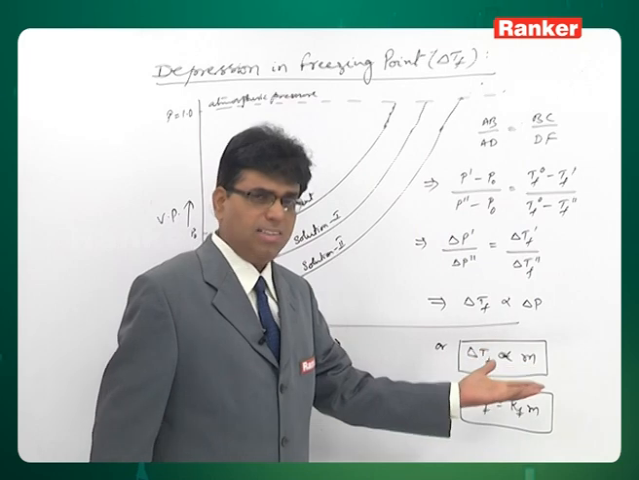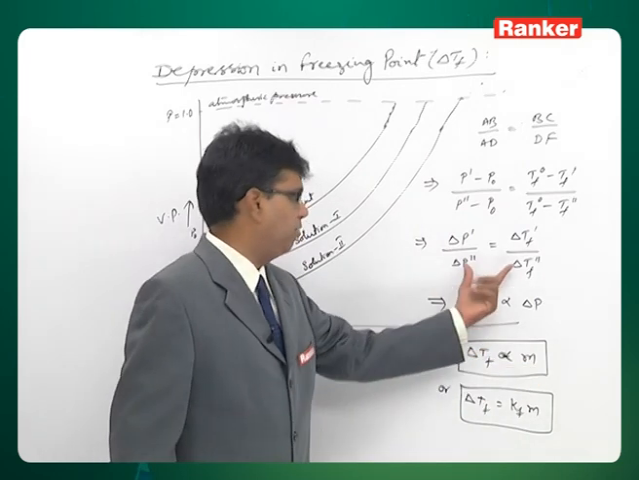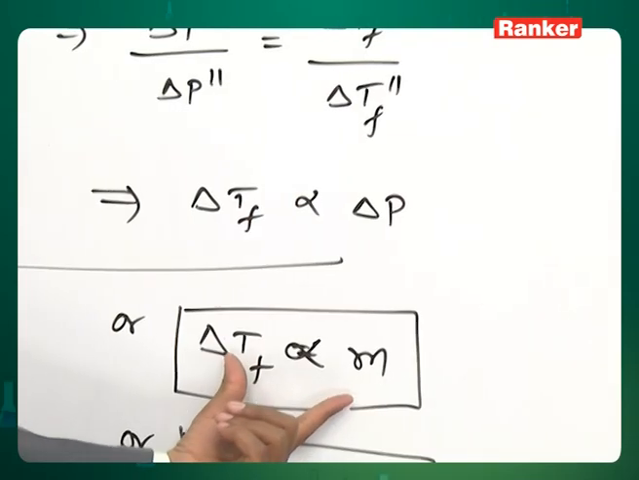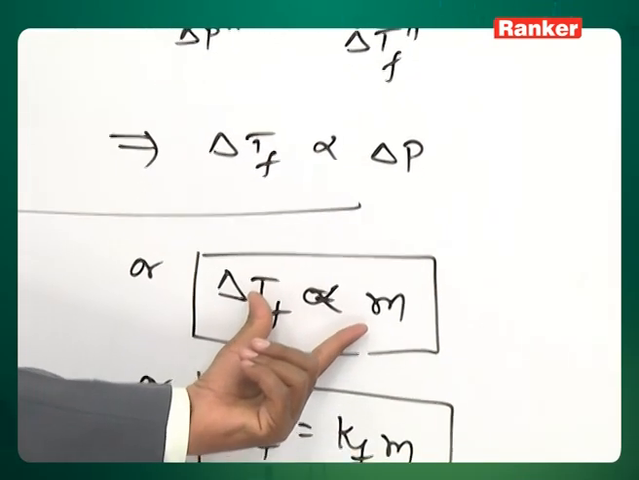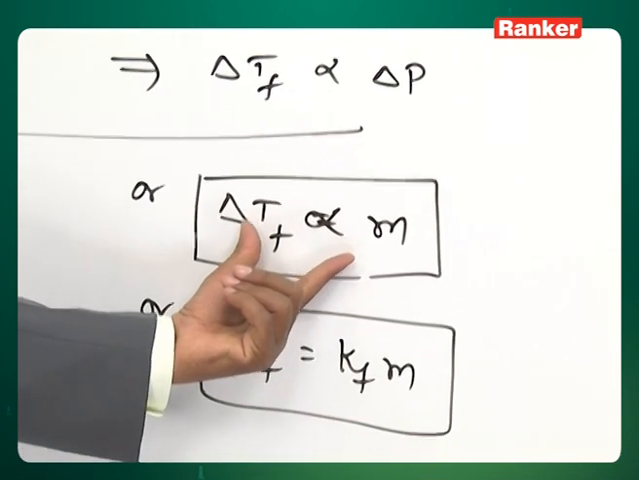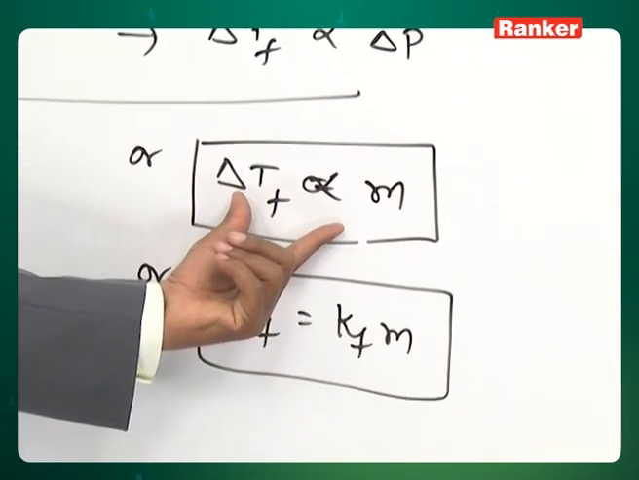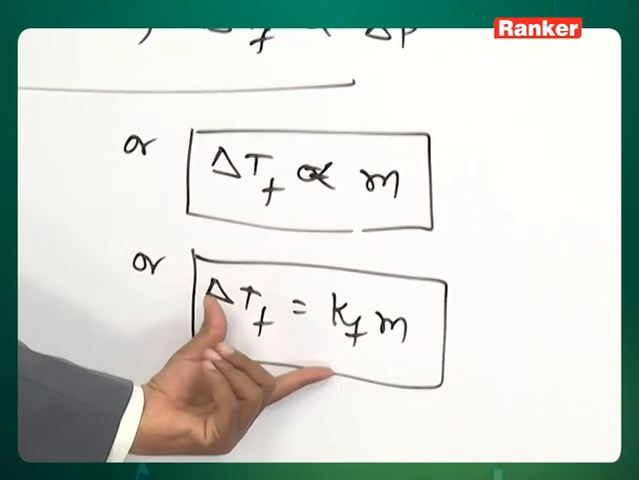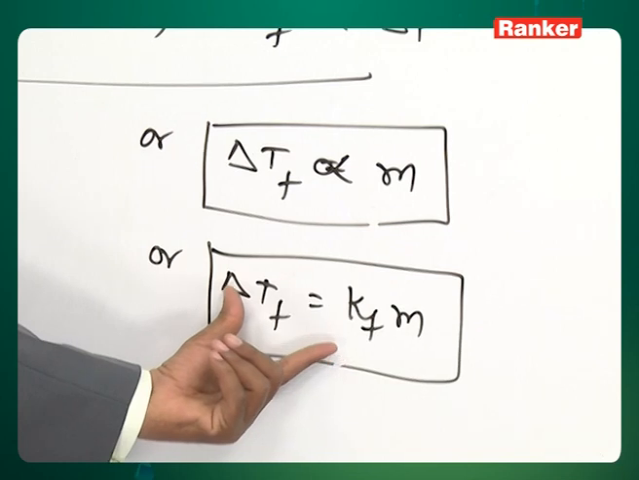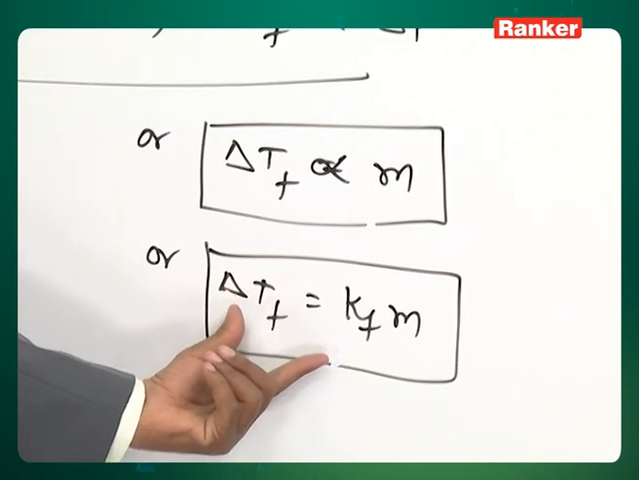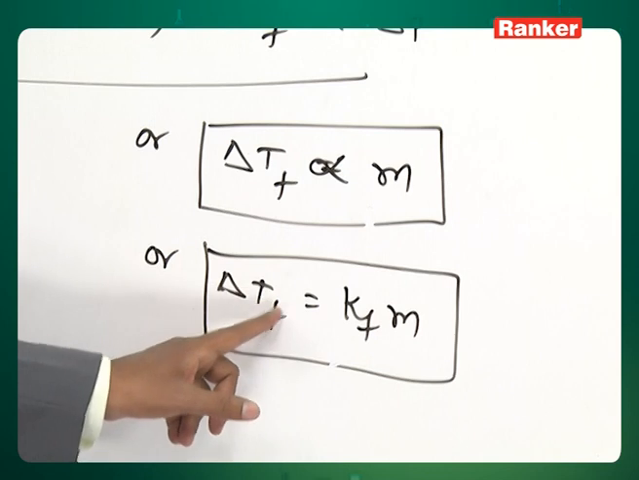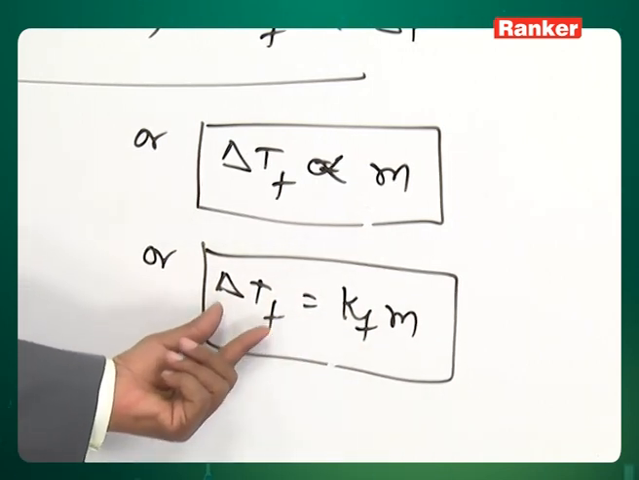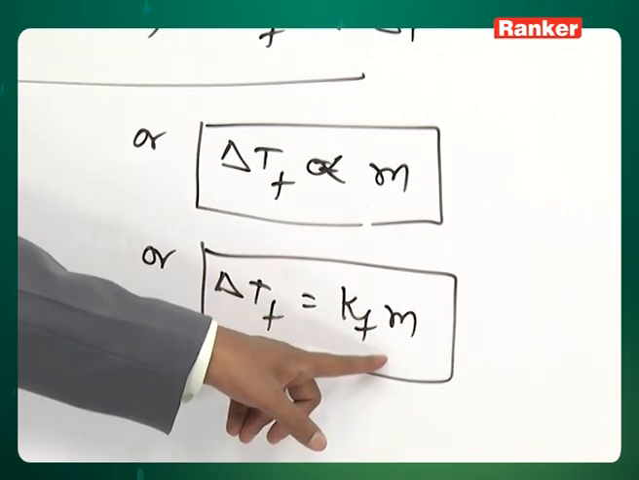And as in the case of elevation in boiling point, for the similar kind of relation, we wrote that delta TB is proportional to molality there. So, exactly again the same thing. Now, we can write that delta TF is proportional to molality, delta TF is equal to Kf into molality. In the case of elevation in boiling point, we wrote the equation as delta TB is equal to Kb into molality. Now, we are writing for the freezing point depression as delta TF is equal to Kf into molality.